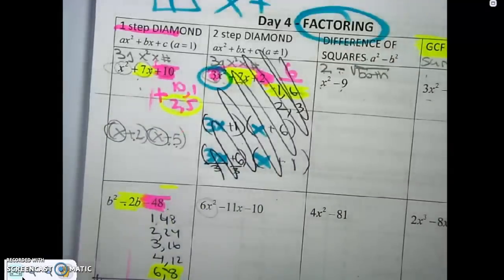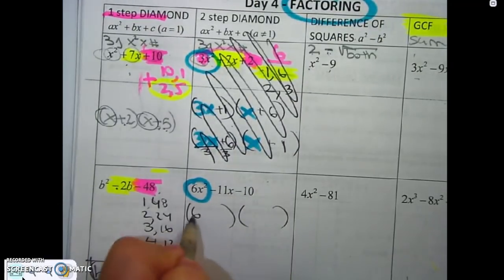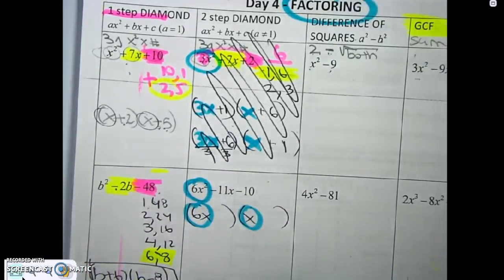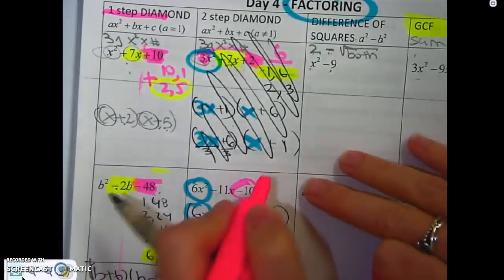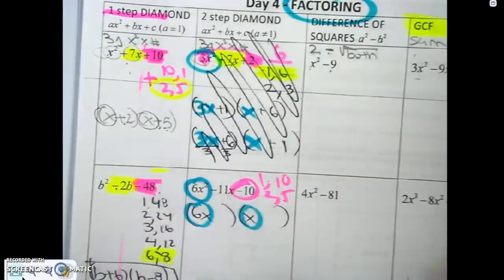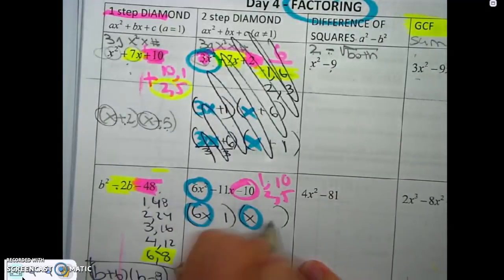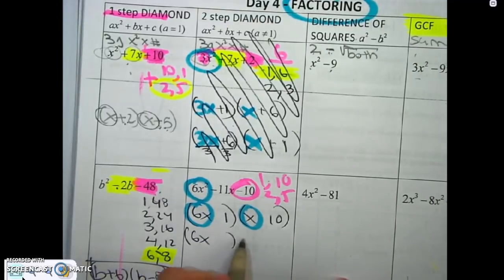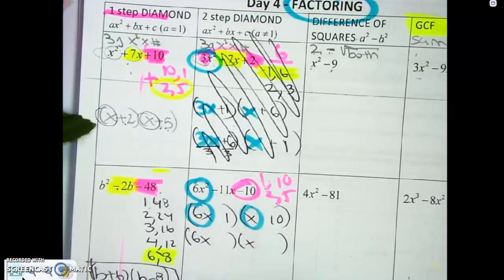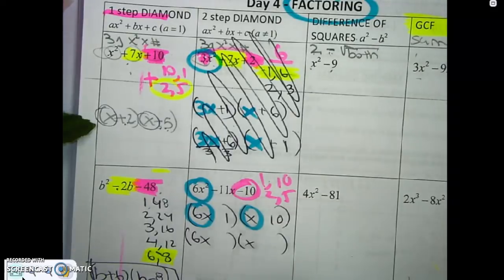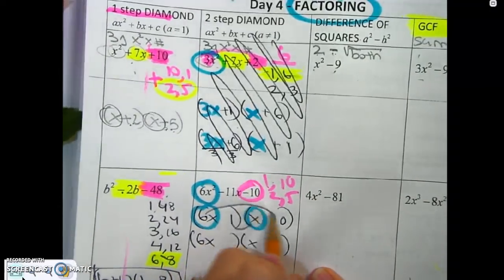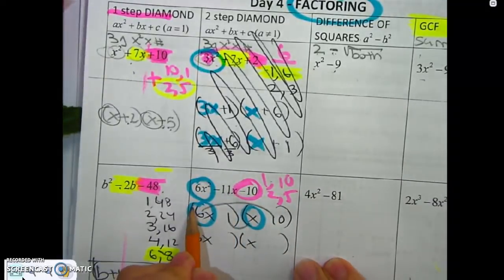So I look at 6x squared. When I look at 6x squared, I have 6x and x. And then I think of all the ways to get 10. All the ways to get 10 are 1 and 10, and 2 and 5. So I'm going to go 1, 10, and then 6x and x, and I'll try 2 and 5. I'm actually going to use pencil because if I'm guessing and checking, it might just be easier. So 1x and 60x isn't going to give me 11, so it's out.